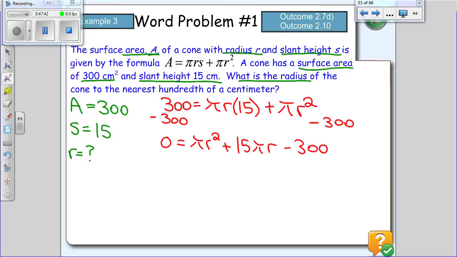So you've got to recognize, okay, what's my squared variable? What's my non-squared variable? And then what's my constant? And try to set it up so that it's equal to 0, because that's the only way you can solve these things.